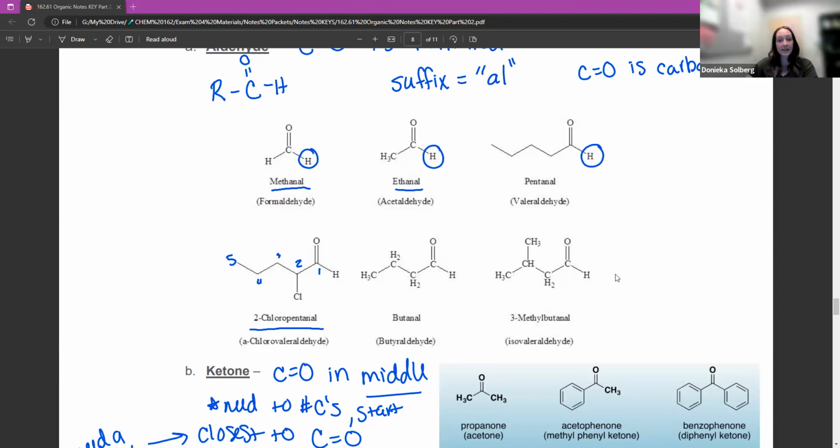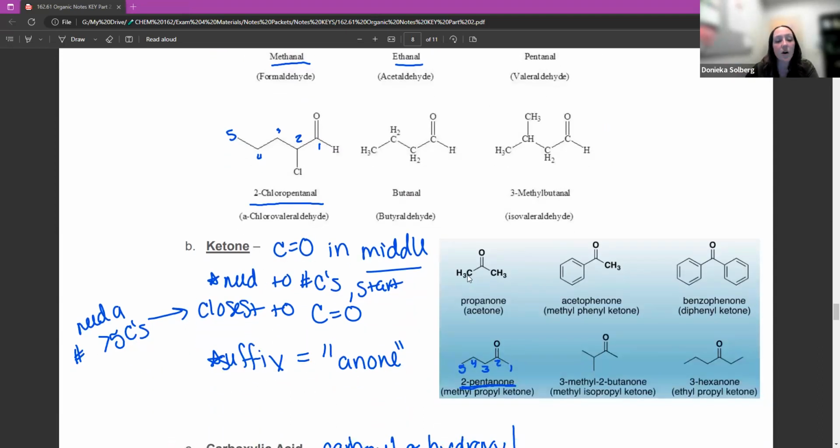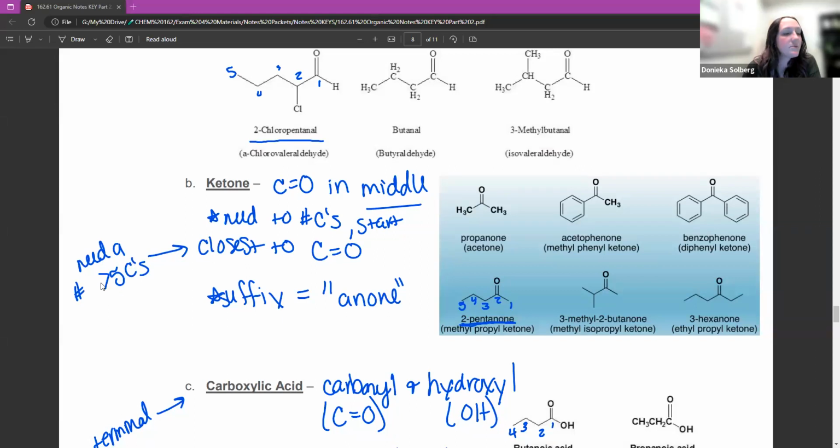Now, if it is not on the end, it is not terminal, you have a C double bond O somewhere in the middle, it is a ketone. So you do have to tell me where that C double bond O is. So C double bond O in the middle of an R group, so I got an R here and an R here, we name differently. So you do need to number the carbons again, start closest to the C double bond O. If it's the same distance from both sides, you want to number from the side that gives you the lowest numbers for substituents. You just want low numbers all around. But you do need to start close to the double bonded O. You need more than 5 carbons for this to matter.